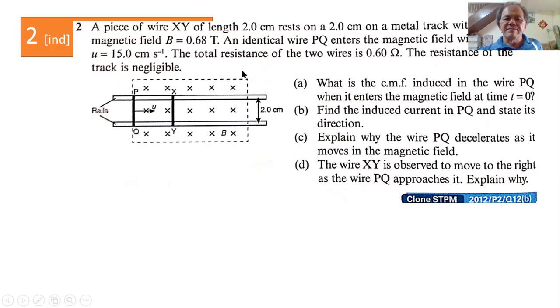Enters the magnetic field with velocity u of 15. That one PQ must enter with velocity u given by 15. And remember to change to meter. Total resistance of the two wires is 0.60 ohm. The resistance of the track is negligible. What is the EMF induced in the wire PQ when it enters the magnetic field at time t equals 0?